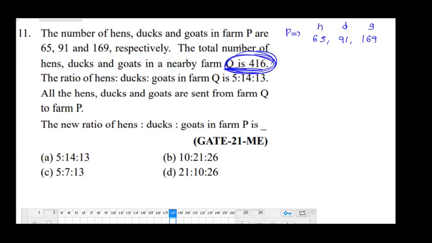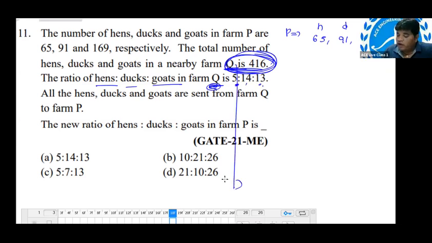The ratio of hens, ducks, goats in farm Q is 5:14:13. So in farm Q, what are the ducks and what are the hens? How to calculate: 5 plus 14 plus 13 is 32, and 32 into 416. So what is the number of hens in farm Q?